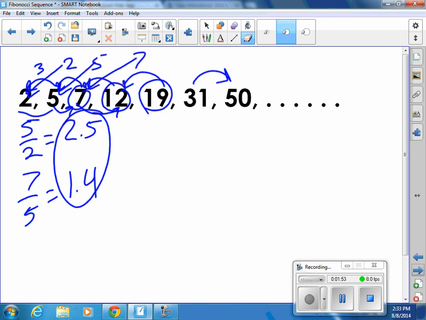So 31 plus 50 equals 81. And I can add my 50 plus my 81 and get 131. And I can continue that sequence. Let's try another example.